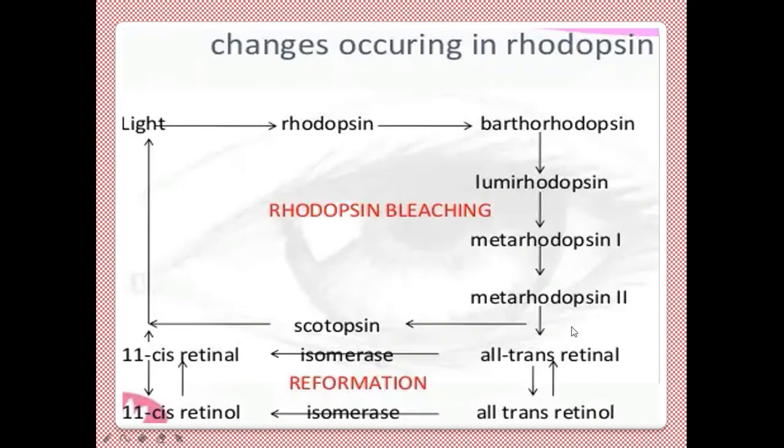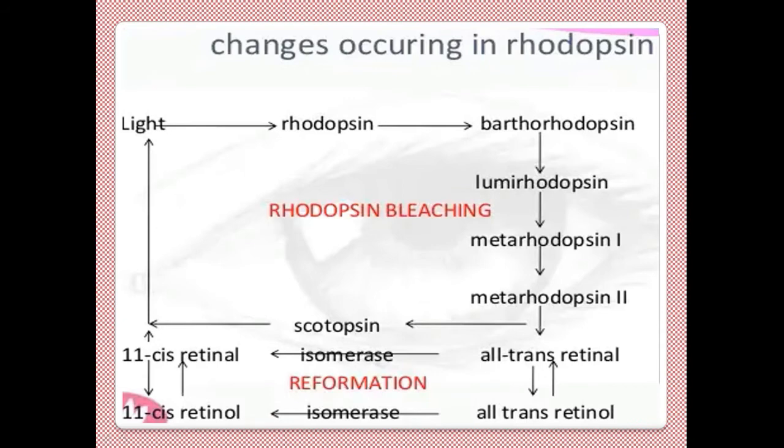And this metarhodopsin is cleaved into two portions: a protein portion and a non-protein portion. The protein portion is scotopsin, and the non-protein portion is all-trans retinal. This all-trans retinal, the aldehyde form, can be converted into all-trans retinol, the alcohol form. This is vitamin A, the carotenoid derivative. So from retinol to retinal, you can get this all-trans retinal, which by the enzyme isomerase can be reformed.